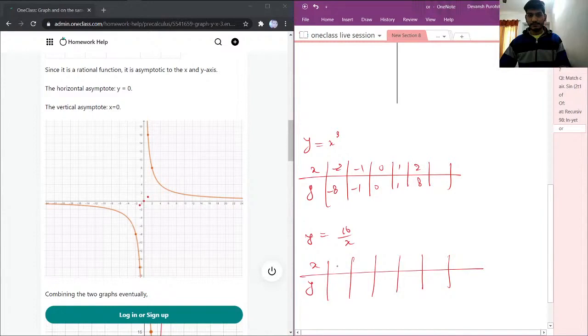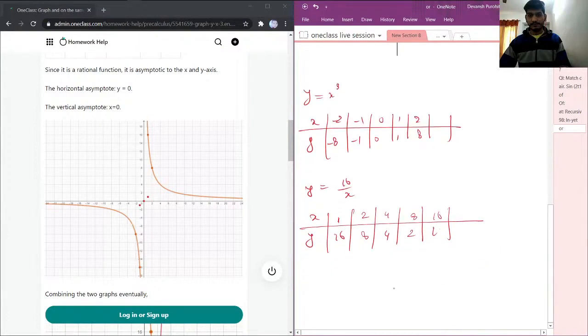For x as 1, y will be 16; x as 2, y will be 8; x as 4, y will be 4; then let's say x as 8, then we'll have y as 2. And x as 16, y as 1. I'll draw one more here for negative terms. So for negative 1, we have negative 16; negative 2, negative 8; negative 4, negative 4; negative 8, negative 2; negative 16.